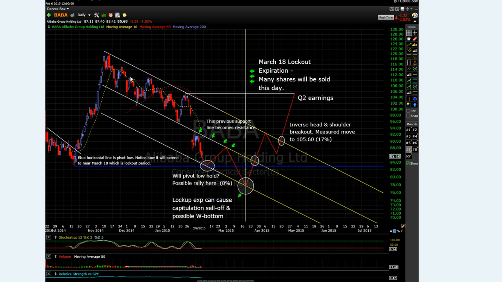What Baba was in before ER was clearly a downtrend channel. So you can see here the downtrend channel, and it was right in the middle of the channel. So there was not a lot of strength going into ER in the first place. And second of all, it was already in a downtrend channel.